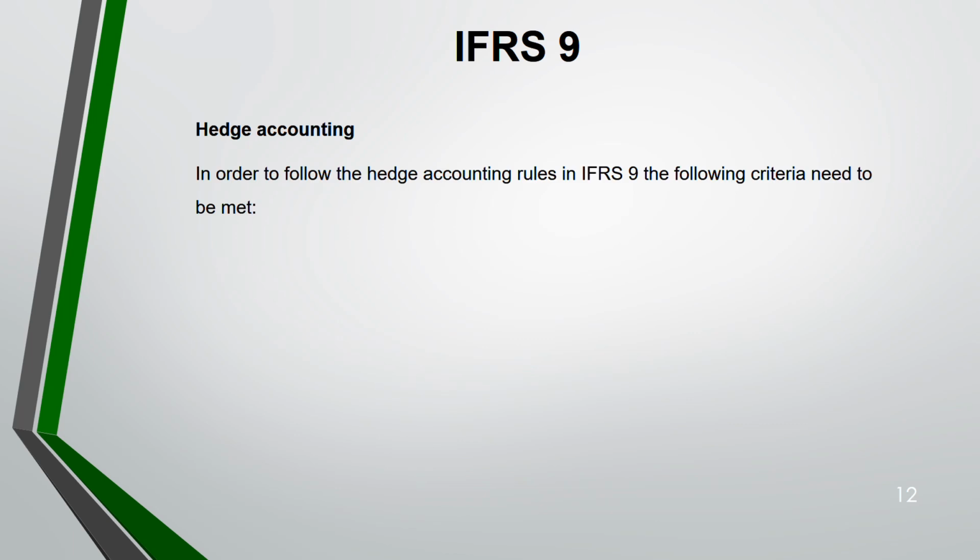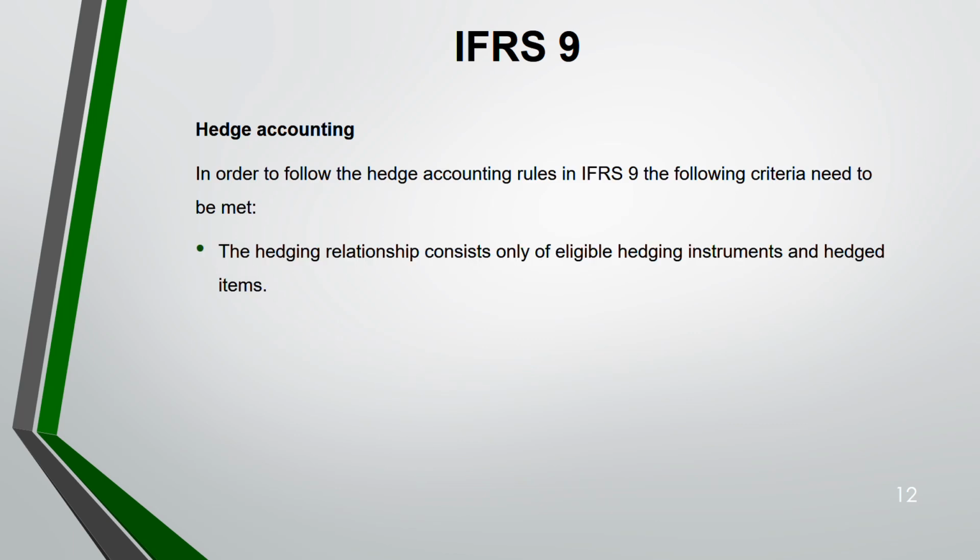Okay, so in order to follow the hedge accounting rules, the following criteria need to be met. First, the hedging relationship consists only of eligible hedging instruments and hedged items. I told you there should be a hedging relationship among the two. For example, if you are hedging using the instrument, it should actually reduce the risk. You should actually be able to manage the risk. If you are not able to manage the risk, there is no hedging relationship. And in the exam, they will often tell you whether the hedging relationship is met or not, if hedging is required.